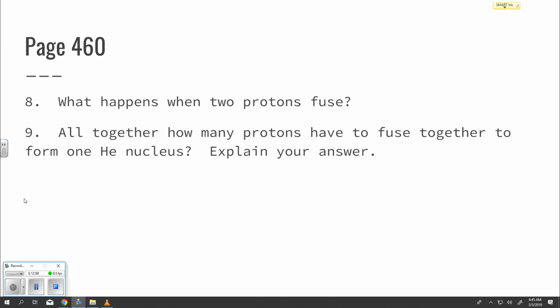Question 8, what happens when two protons fuse? Answer, one proton emits a positron and changes to a neutron.